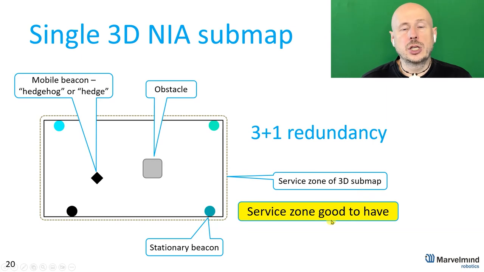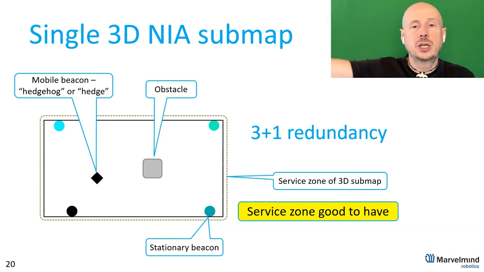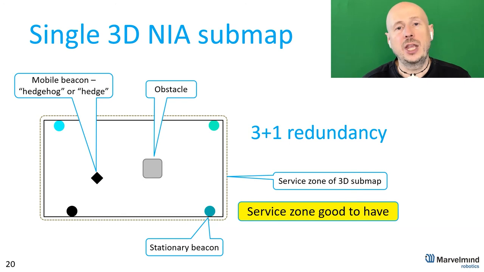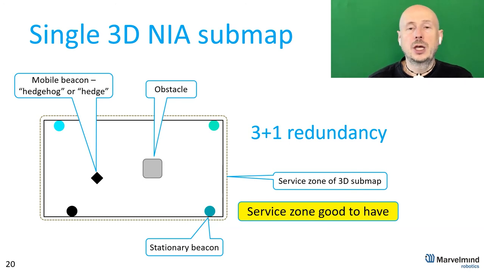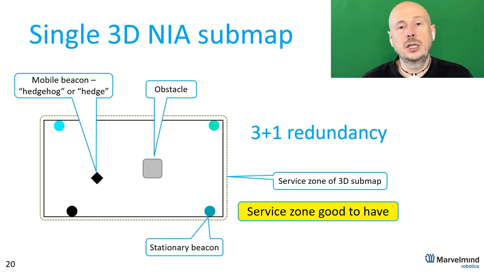Service zones are good to have when you have a single submap. Why is it good to have? Because service zones define the area where the beacon will be served. If you don't define the service zone, there is always an implicit service zone, which is 30 meters from each of the beacons. So you have a huge submap anyway, but if you have a huge submap, ultrasound will travel longer. If it travels longer, then it takes more time, and then the update rate will be lower. Of course, typically you want to have as high an update rate as possible. So define the service zone. It always helps.